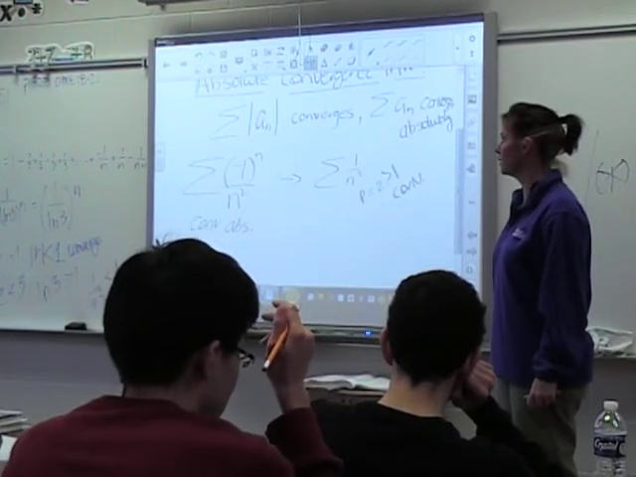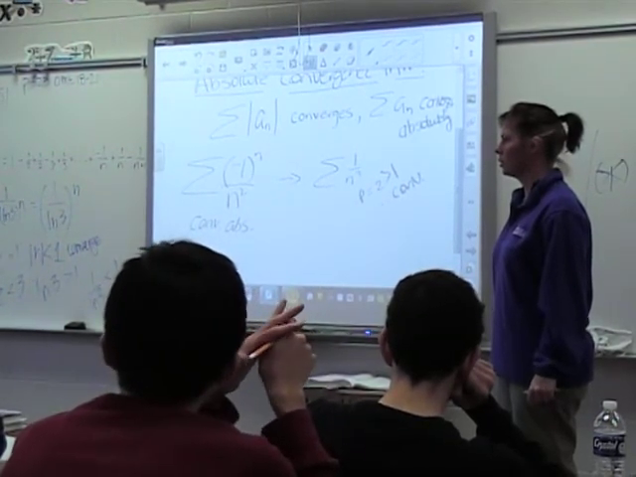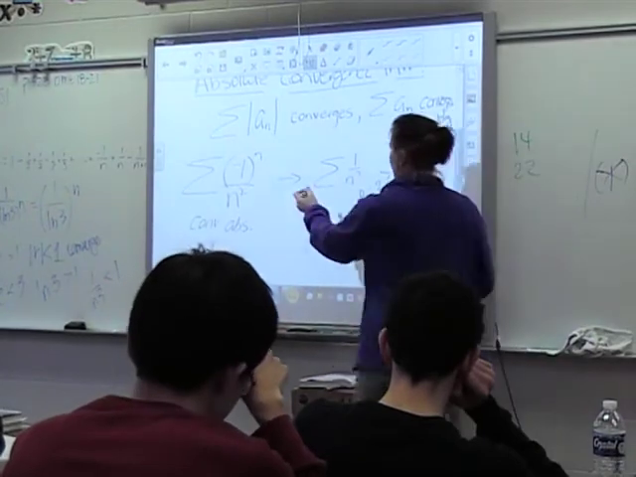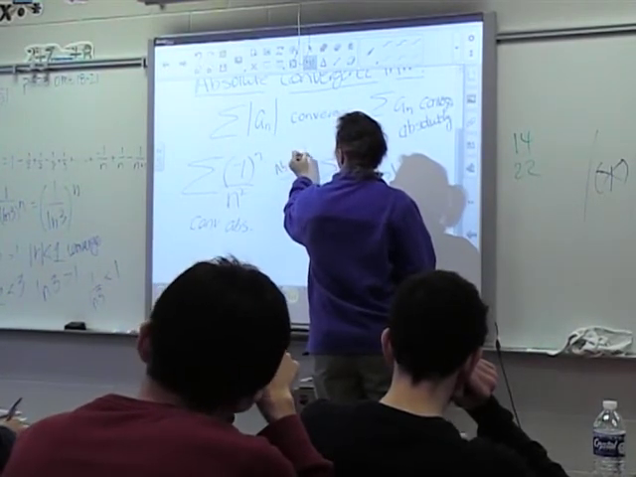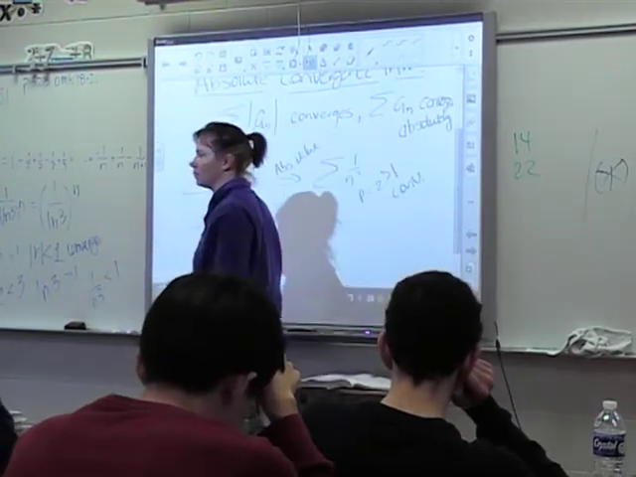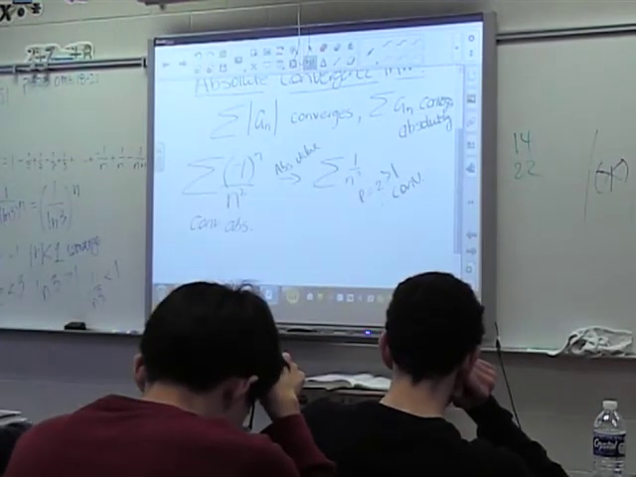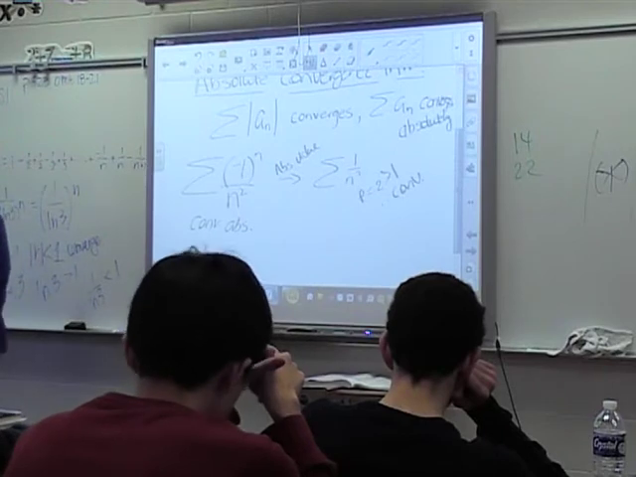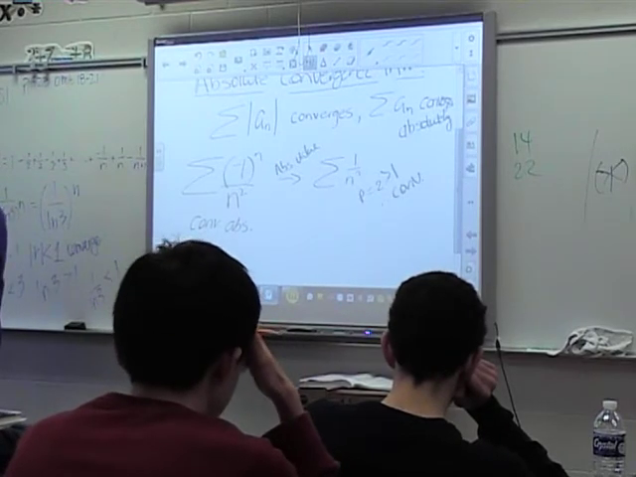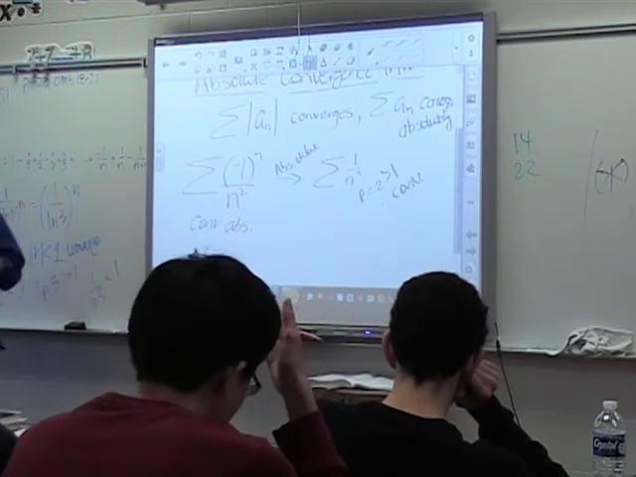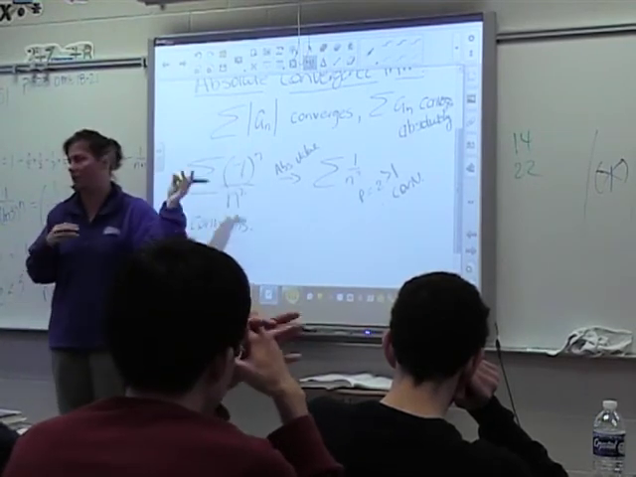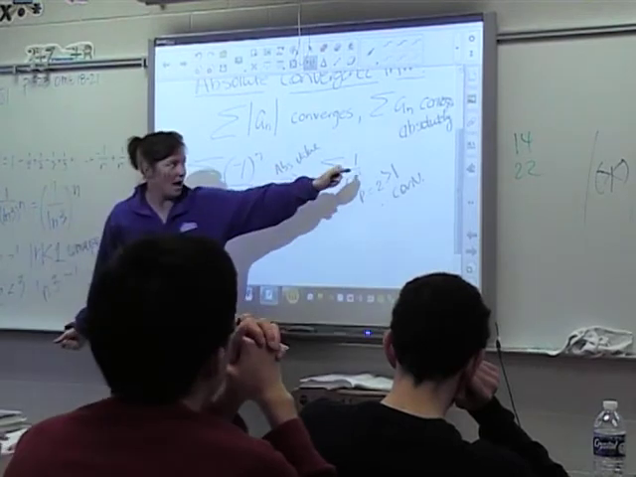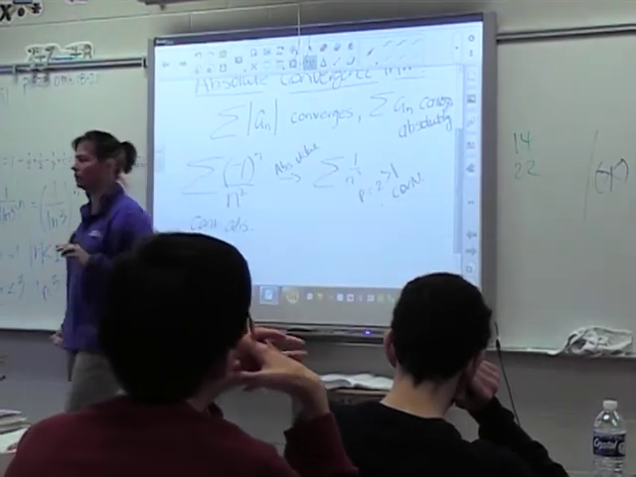What do you mean, why does the n go away? Because I took the absolute value. What is absolute? When I take the absolute value of something, what am I doing? Making everything positive. What makes something an alternating series? It goes from positive, negative, positive, negative, positive, negative. So by taking the absolute value, I'm saying instead of having some positive terms and some negative terms, I now have all positive terms.